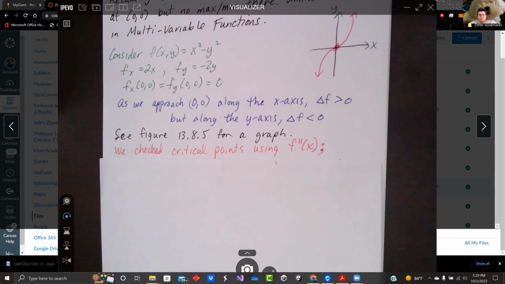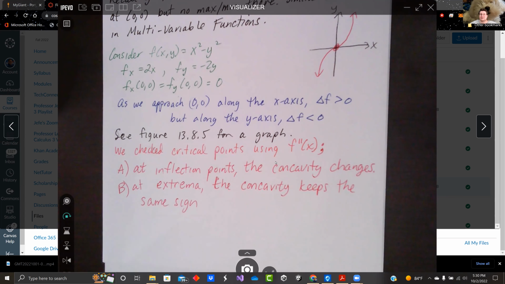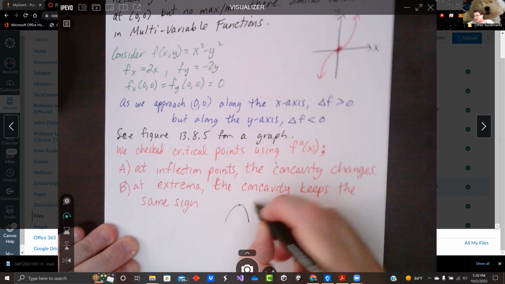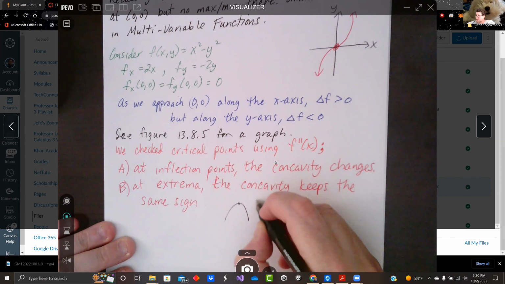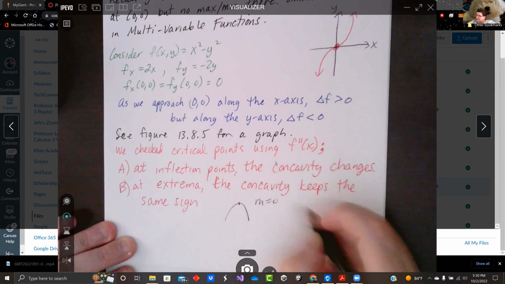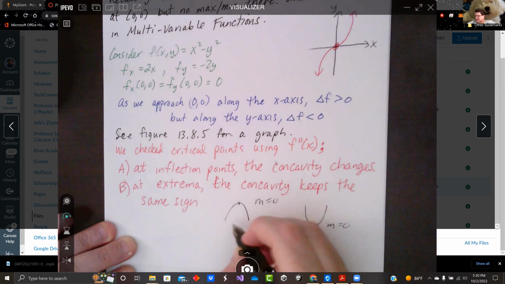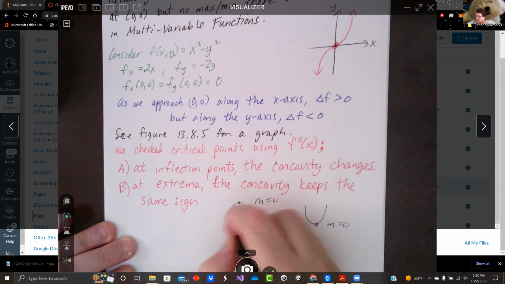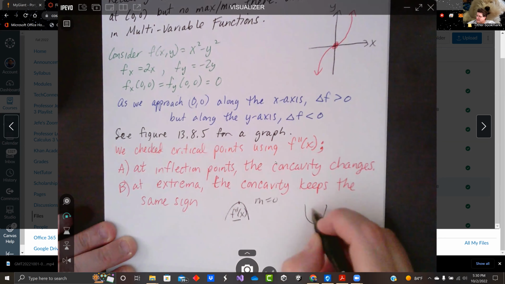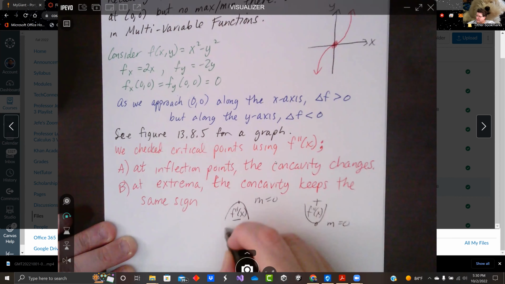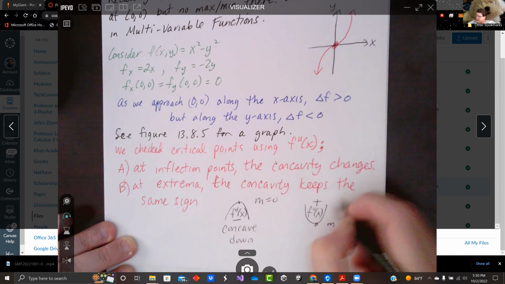What we used to check the critical points with was the second derivative. We checked concavity, whether it was concave up or concave down. At inflection points, the concavity changes. At extrema, the concavity keeps the same sign. When we had a local max, the slope is 0 here, and the slope is 0 here. But the second derivative here is negative. f double prime of x is negative. Here, f double prime of x is positive. Concave down, concave up.